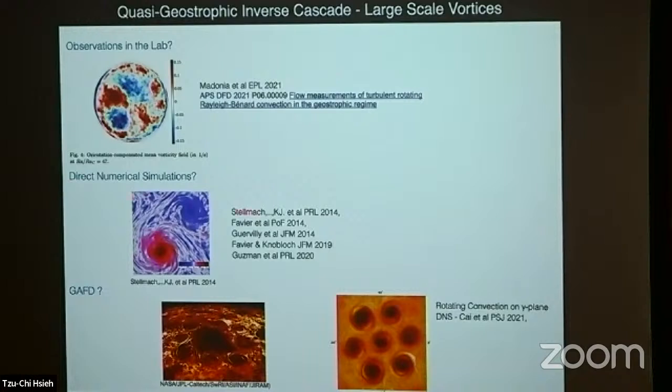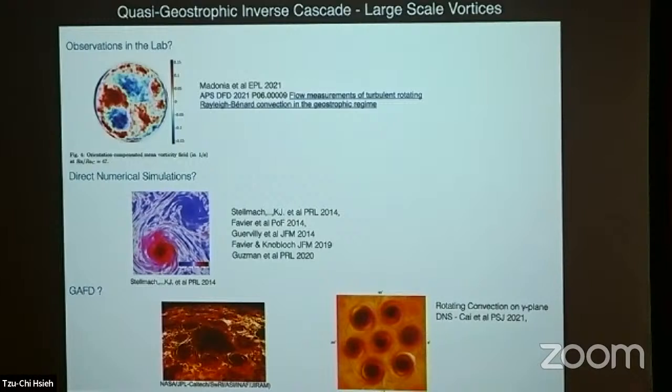Do you see these in experiments? There's been a recent experiment by Rudie Kunen's group, where they're seeing evidence of an inverse cascade in the anomaly field. So this is also good news that they're getting there in the lab setting as well.